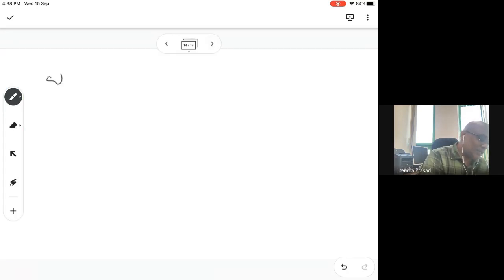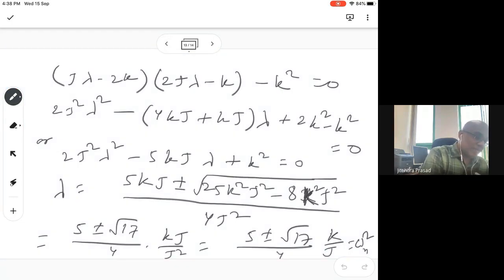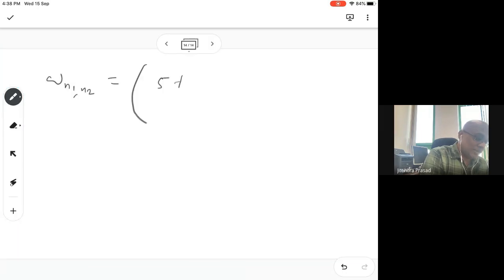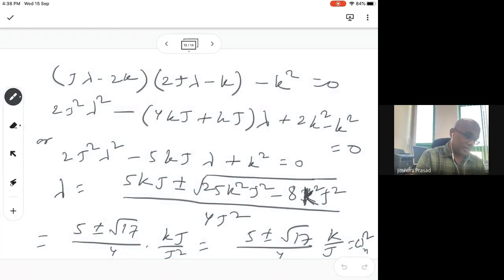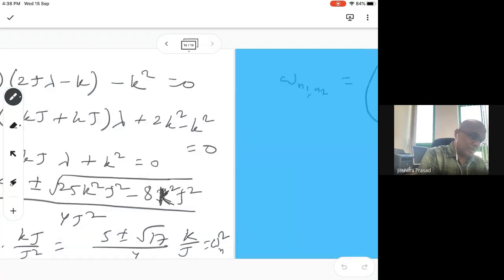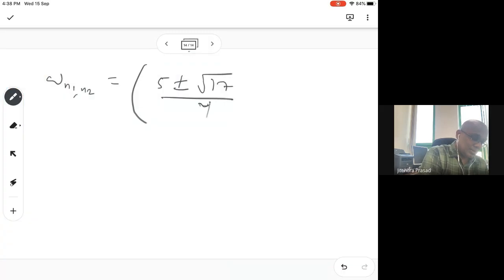Two natural frequencies, omega n1 and omega n2, is equal to the square root of (5 plus or minus root 17) over 4 K over J. These are the two natural frequencies you get.